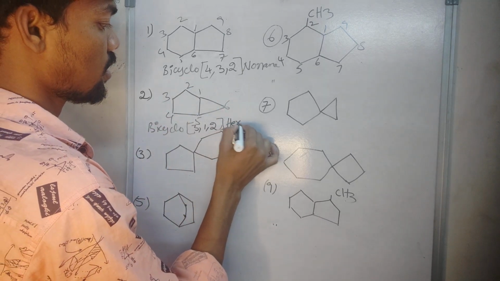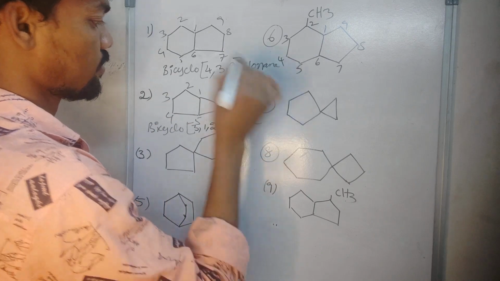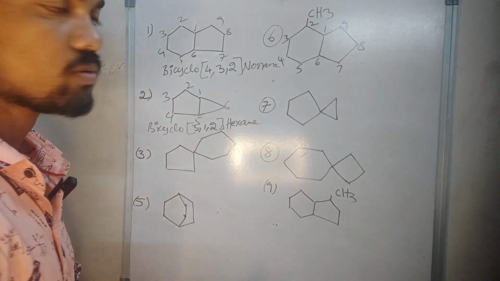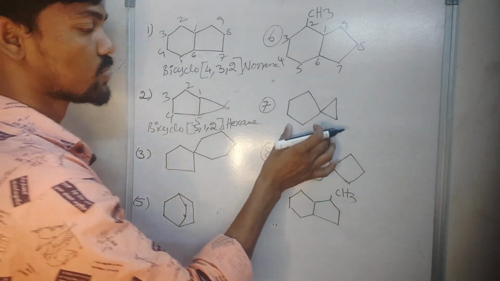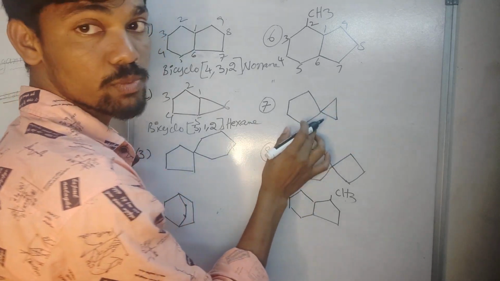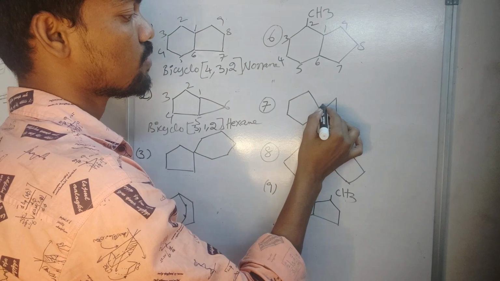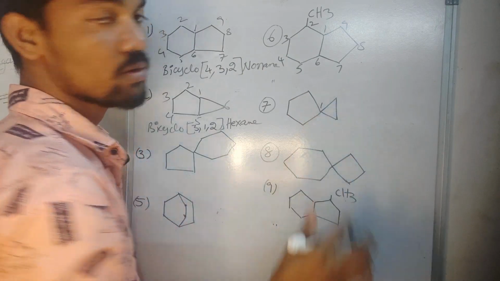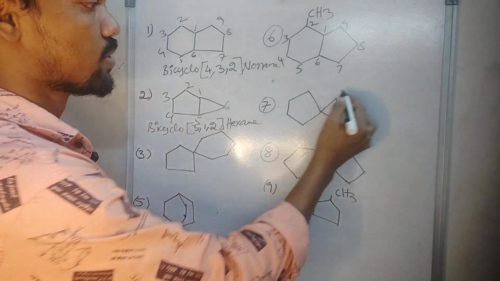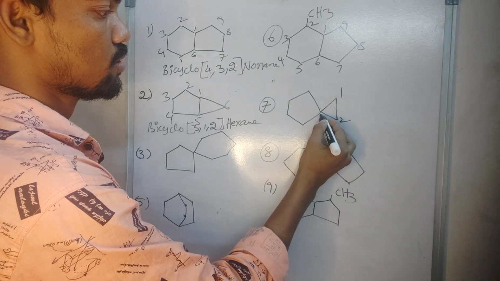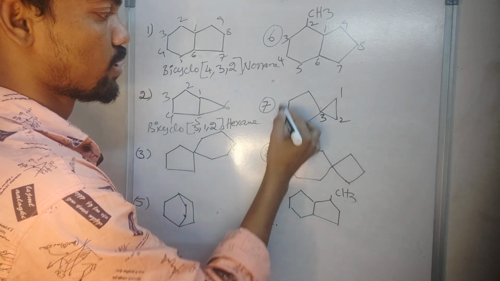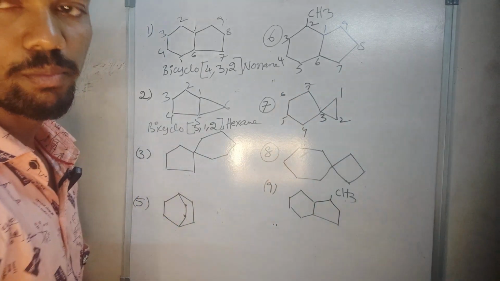Bicyclohexane. You are getting my point. Okay, next one, what happens? This is a spiro. Spiro we always number from small to big. Here, start at 1, take from here 1, 2, then 3, 4, 5, 6, 7. Like this you have to number it.